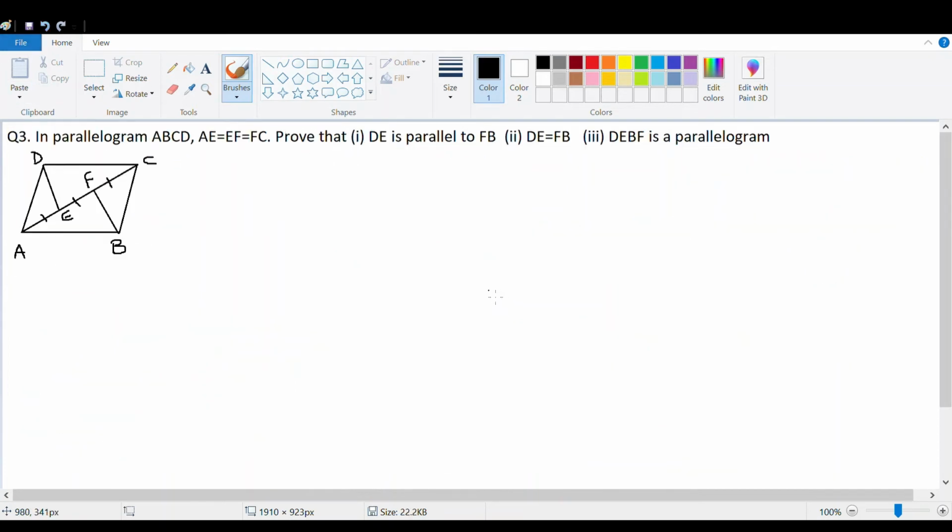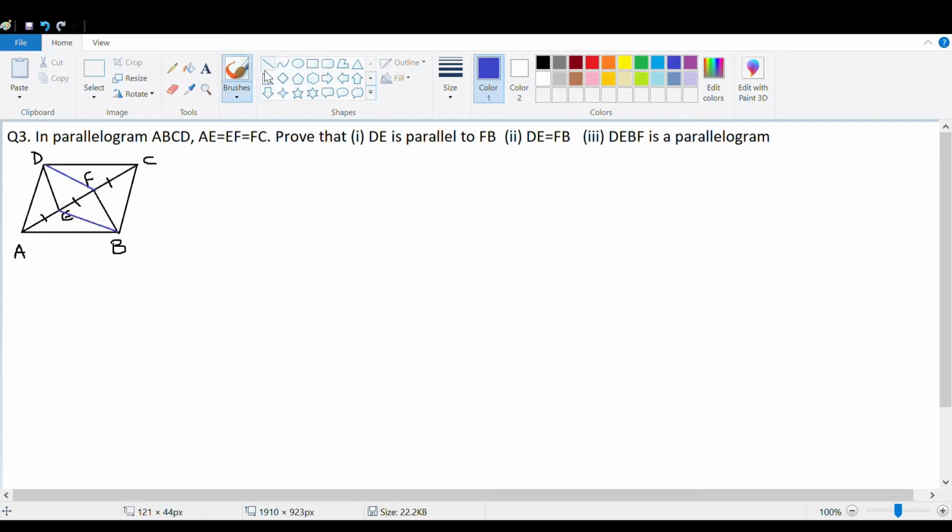The next question that we do is question number 3. Question number 3 says the alongside figure shows a parallelogram ABCD in which AE is equal to EF is equal to FC, which is already marked. Prove that DE is parallel to FB. Perfect. And we also have to prove that DEBF is a parallelogram. So let me just join that and see how it will look. So this is DEBF. We need to prove that this is a parallelogram.